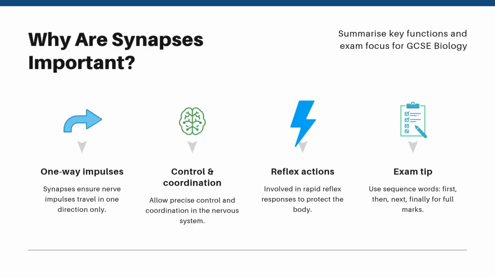Now here's the higher tier detail. Synapses actually slow things down slightly because diffusion takes time. So compared to electrical transmission, they're a bit slower, but way more flexible. An exam tip here is, if a question asks you to explain synapses for 4 to 5 marks, always describe the sequence and mention diffusion and receptors. Those big words are what hit your full marks. If you can explain synapses like this, you're already ahead of most students.